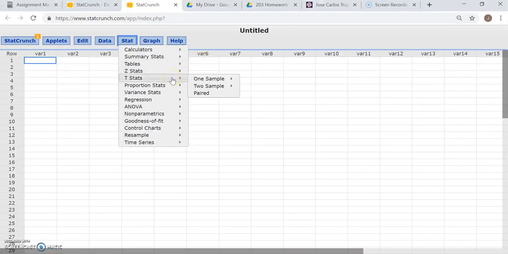T stats. Now we had two samples in this particular question, right? We had the diet soda and the regular soda. So we're going to choose two sample. And we were given the information not with raw data, but with a little table of summary statistics. They just gave us the mean, standard deviation, and sample size for each of the two. So I'm going to choose with summary. If I had been given the raw data, I would choose with data. In this case, we're choosing with summary.